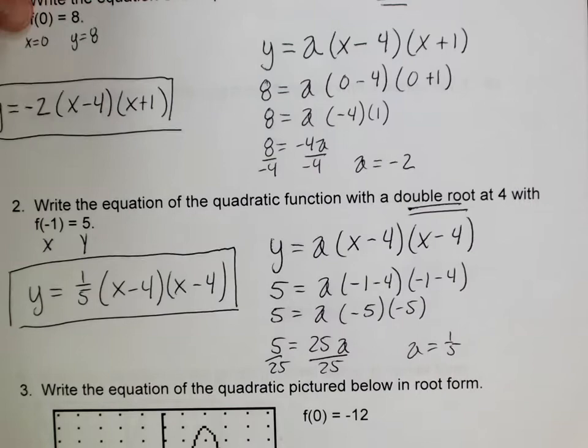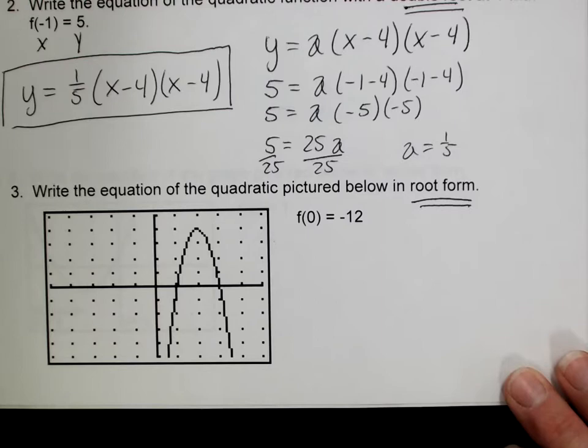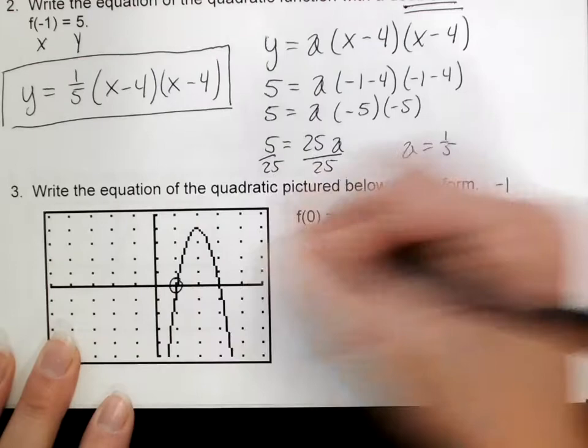What about from a picture? How can you write the equation? Again, it says root form, so we're looking for our roots. Do you remember what the roots of an equation are? Those are your x-intercepts. It looks like I have x-intercepts at positive 1, and positive 3.